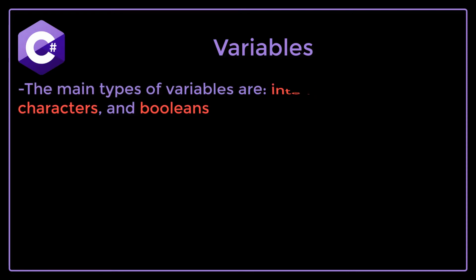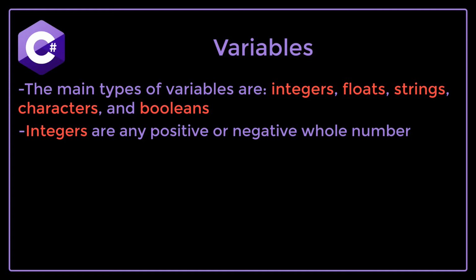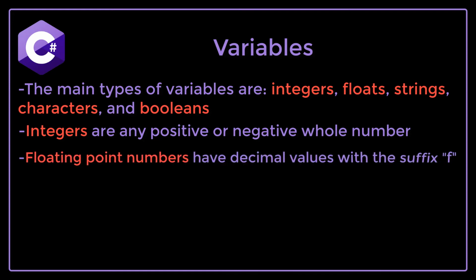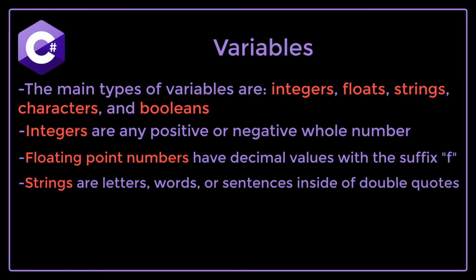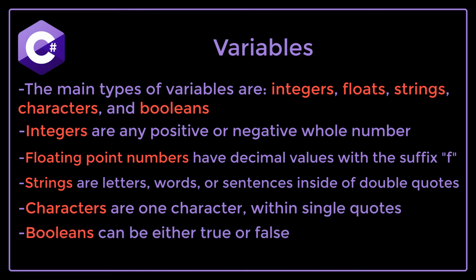The main types of variables in computer programming are integers, floats, strings, characters, and booleans. Integers are the same as integer values in math. Any positive or negative whole number is considered an integer in computer programming. Floats, or floating point numbers, have a decimal point and the lowercase letter f at the end of their value. Strings are letters, words, or sentences surrounded by double quotes. Characters are one character within single quotes. Booleans are a type of variable that can have only one of two values, true or false.